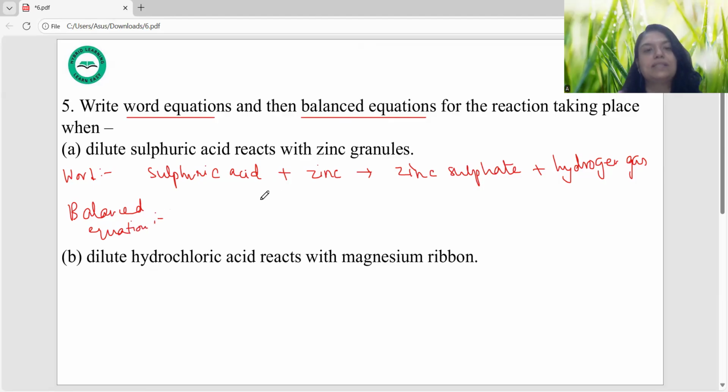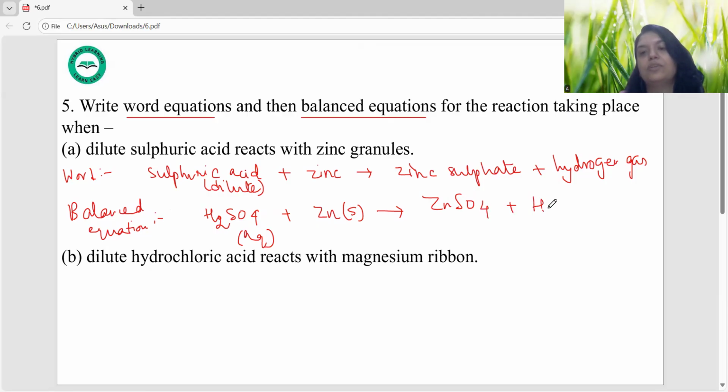So if you notice, it is written dilute sulfuric acid, so you can write dilute in the bracket down. So sulfuric acid, H2SO4 plus zinc. This will be solid. This will be aqueous. Gives zinc sulfate plus hydrogen. This is gas. This is aqueous.